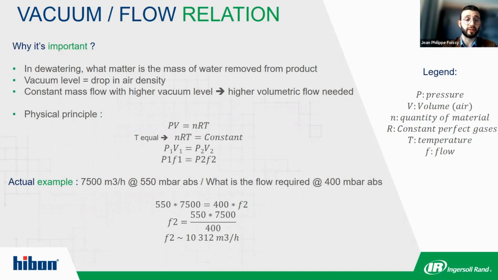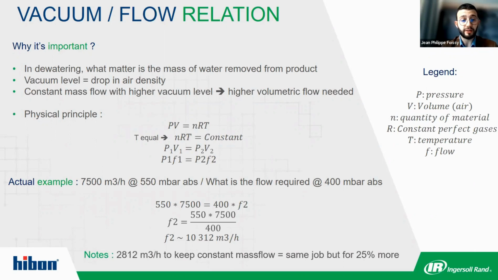So let's take an actual example. If you have 7,500 cubic meters requested at 550 millibar absolute, what would be the flow required? Just replacing P1, F1, P2, F2, we have F2 that is around 10,300 cubic meters per hour. That means that for the same mass flow, so the same job, the same mass of water removed, just by dropping the vacuum level by 150 millibar absolute, you increase by 25% the volumetric flow you request.